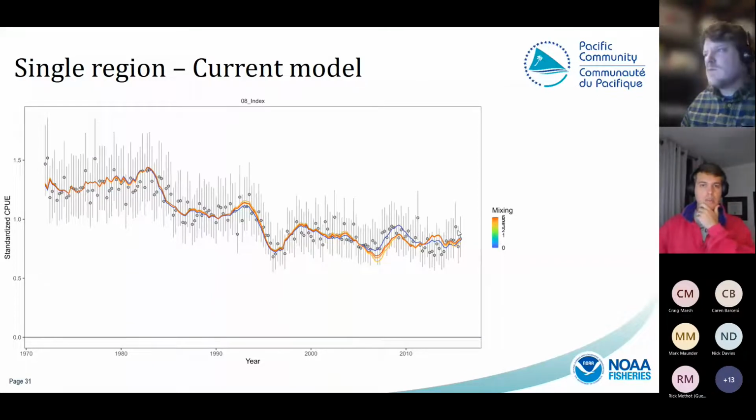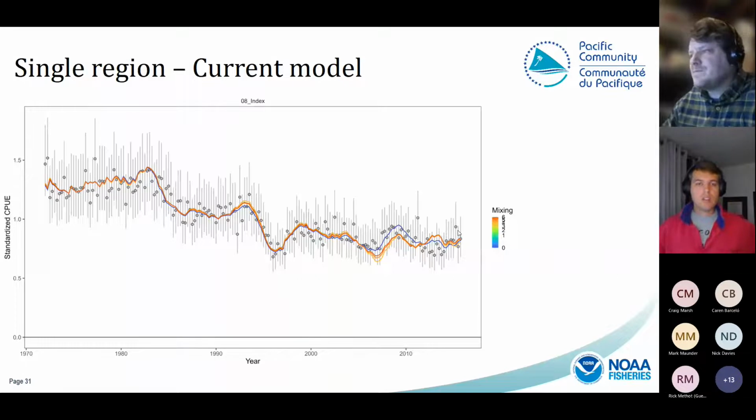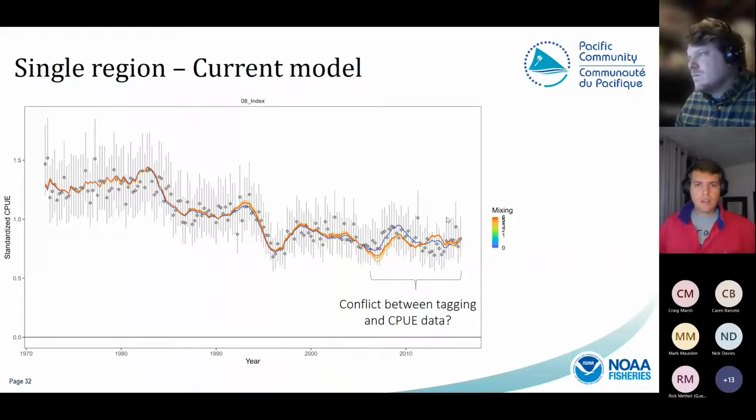So fit to the CPUE for the single region model, again, inclusion of the tagging data, not a huge effect. It's just in the last 10 years or so of the model period. Once the tagging data is in there, you start to see that blue line without the tagging data start to diverge from the orange yellows where tagging data is included.